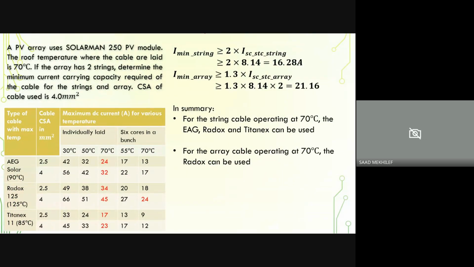Like you can see here, if we have I as 8.15, it should be multiplied by 2, which is 16 ampere. And then the minimum, which is 1.3 times the short circuit current, times the number of panels, which is 2, so 21. So this is the range.